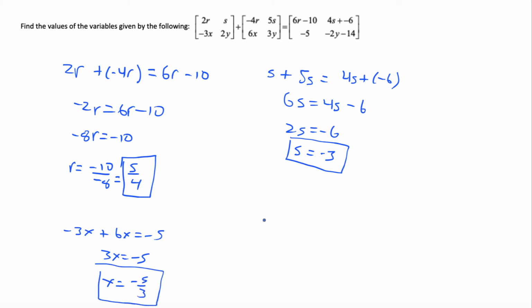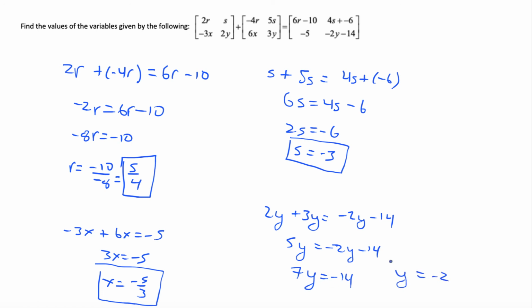And finally, 2Y plus 3Y equals negative 2Y minus 14. So I'm using the second row, second column in each matrix, and just setting those equal to each other. So 5Y equals negative 2Y minus 14. I'll add the 2Y to both sides here, so 7Y equals negative 14. So finally, when I divide both sides by 7, Y is equal to negative 2.